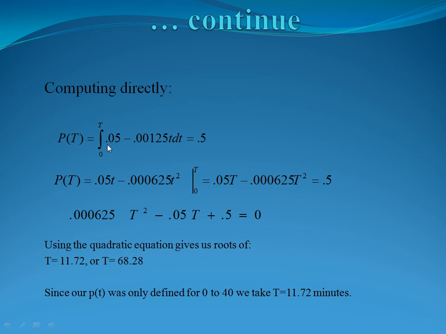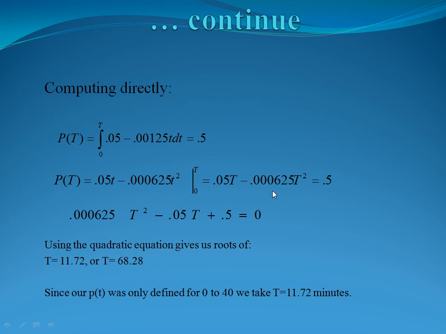Okay, so our PDF here was 0.05 minus 0.00125 t. We're integrating from 0 to t, and we want to know when that equals 0.5. So when we integrate, we get an antiderivative of 0.05 t minus 0.00625 t squared. We're going from 0 to t. So when we plug in capital T, we get 0.05 t minus 0.00625 t squared. Then we'll have minus, and when we plug in 0, we just get 0. So then we want to know, when does that equal 0.5?